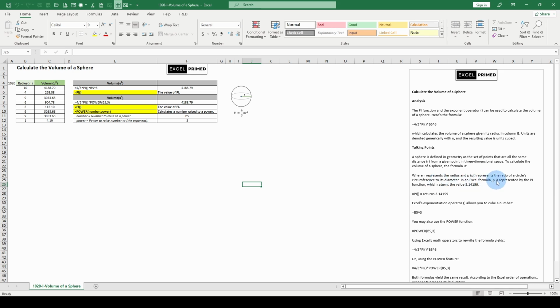In the Excel formula, pi is represented by the pi function, which returns the value 3.14159. Here is the anatomy.